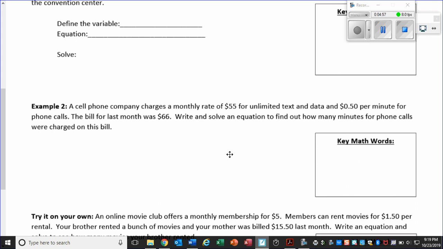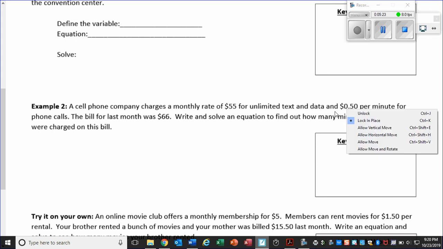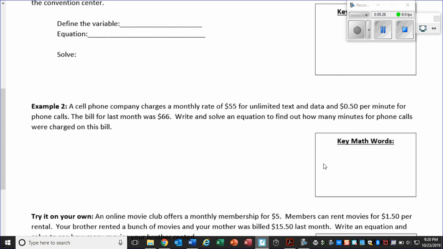And the keywords. Alright, so I'm going to go ahead now and go through the problem again, just read through it again and start underlining things that are important. A monthly rate of $55 would be helpful to know. So underline that. I didn't underline it for some reason. 50 cents per minute would be helpful. The bill was $66. Okay. How many minutes?